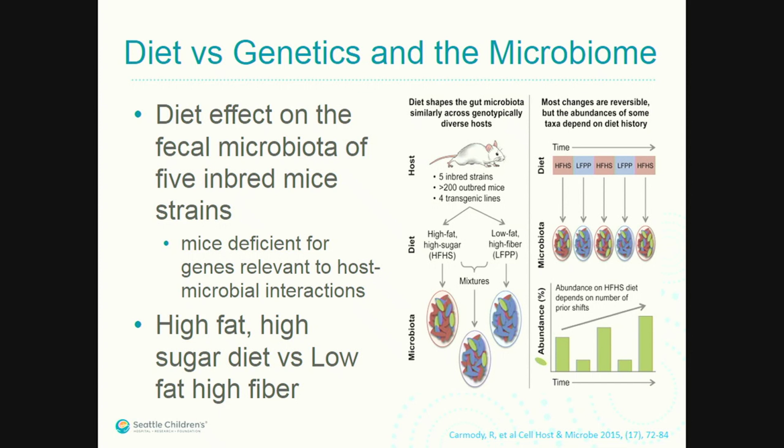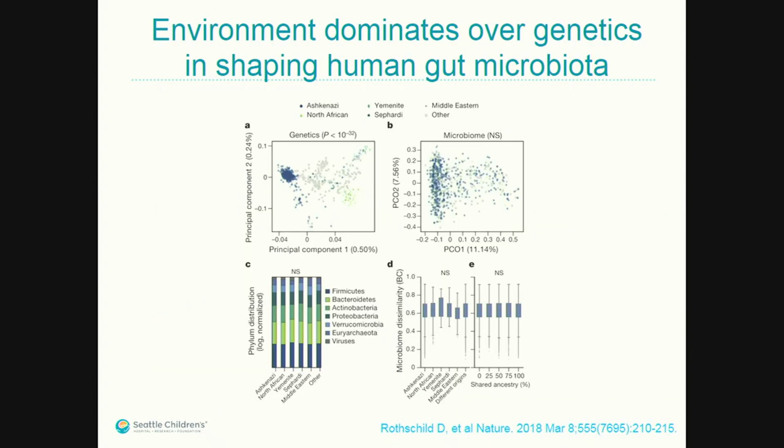And what they found was that diet shaped the gut microbiota similarly across genetically diverse hosts, meaning that diet was the major driver. One of the interesting things about this study as well were that most of these changes were reversible, but the abundance of some taxa depended on diet history. So meaning what you did earlier really also affected what organisms you had later, or the abundance of those organisms. And we know that this is true in humans as well.